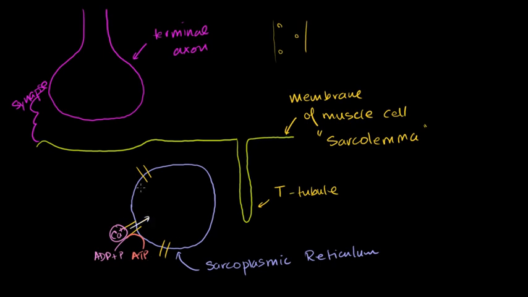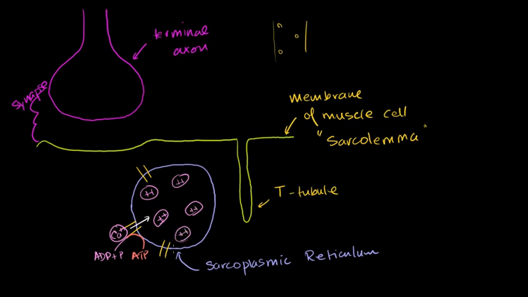So the net effect of all of these calcium ion pumps on the membrane of the sarcoplasmic reticulum is, in a resting muscle, we'll have a very high concentration of calcium ions on the inside. A very high concentration of calcium ions on the inside.